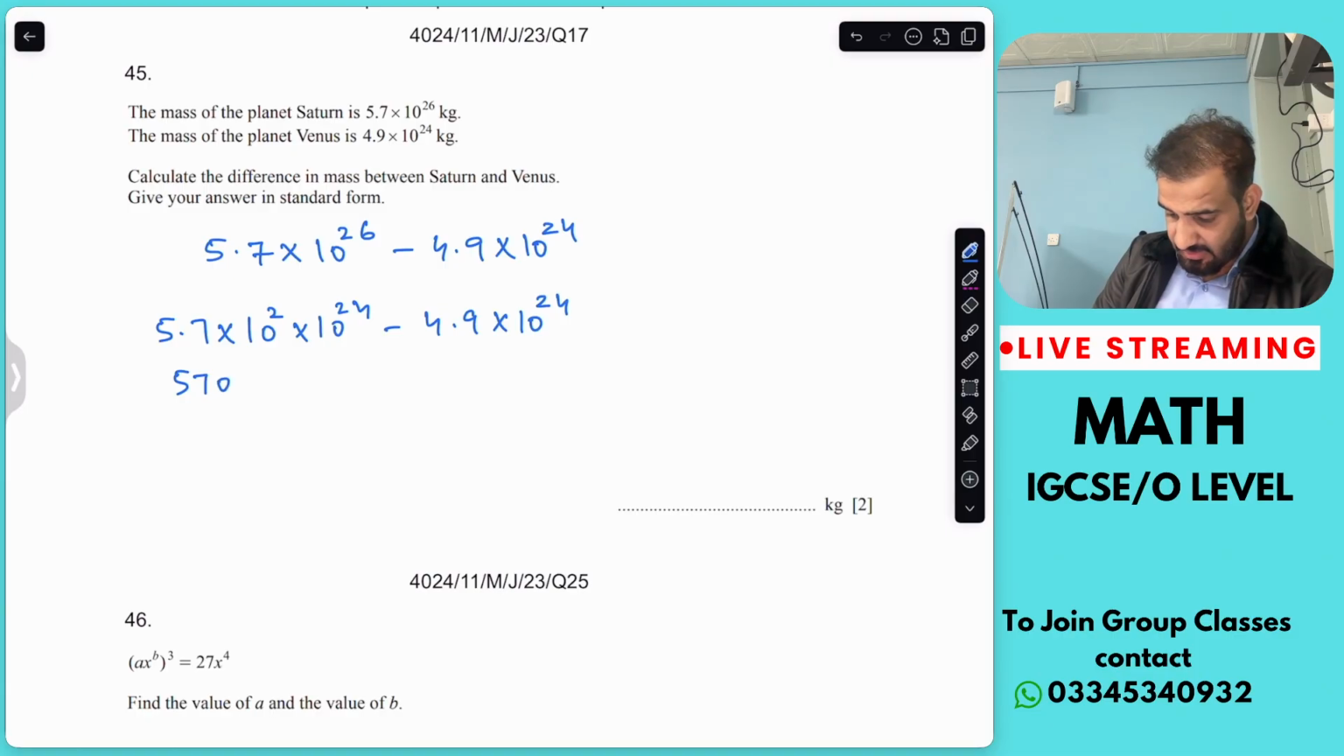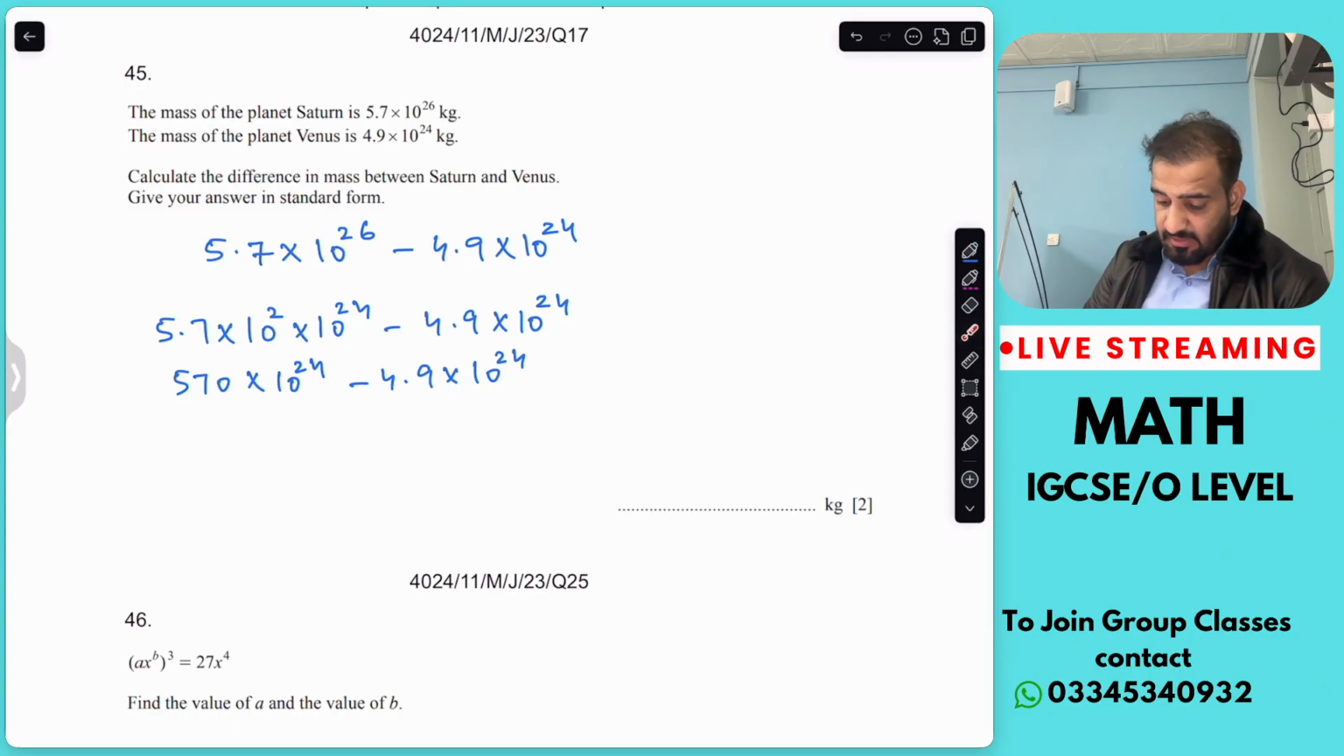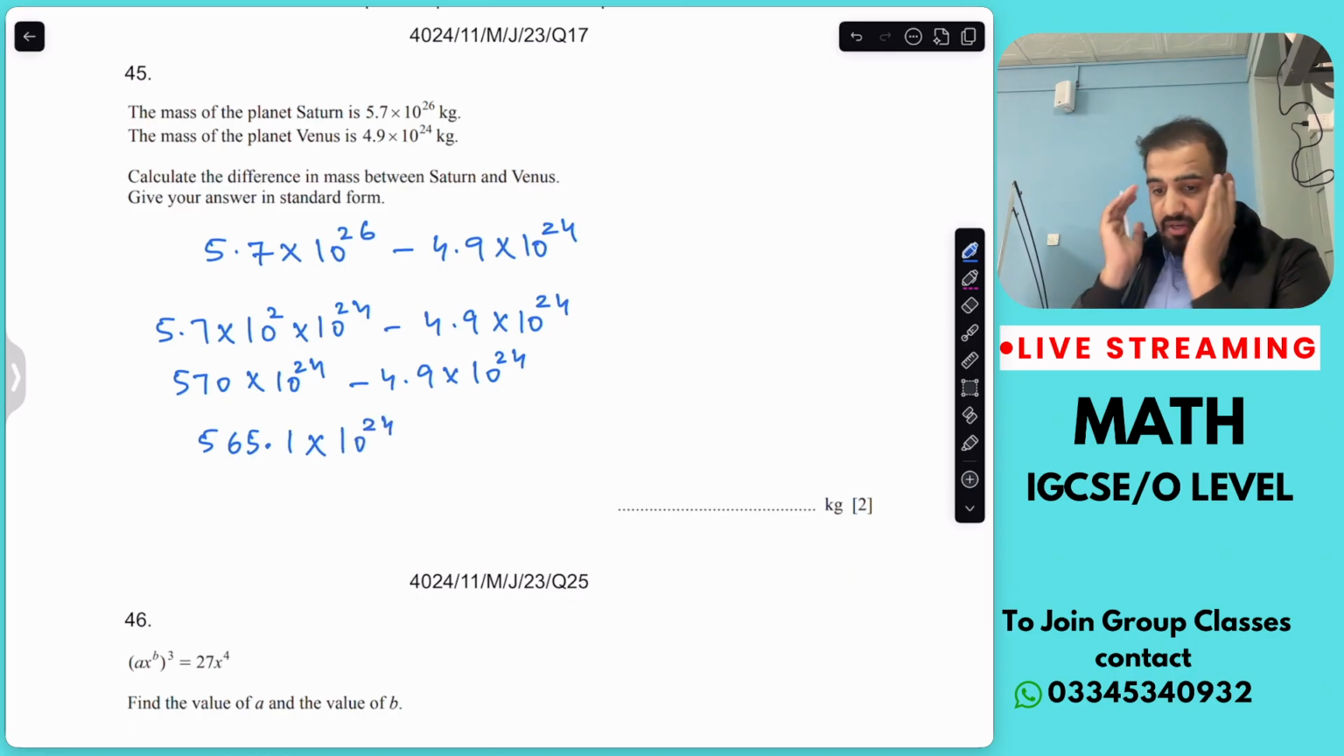570. Okay. Times 10 raised to power 24 minus 4.9 cross 10 raised to power 24. So what is 570 minus 4.9? 570 minus 4.9 is going to be 565.1. So 565.1 cross 10 raised to power 24. But unfortunately, this number is not in standard form.